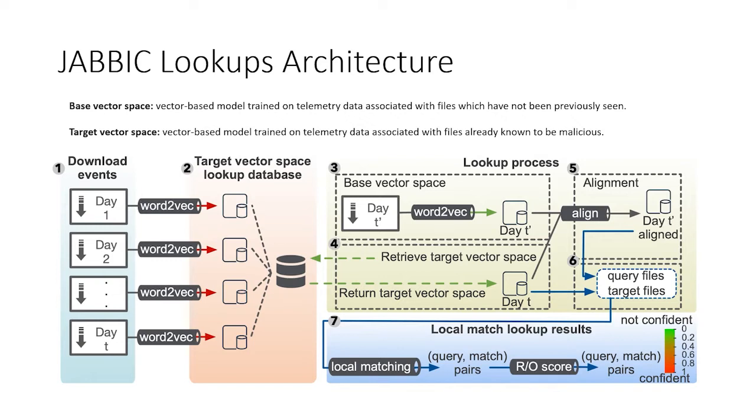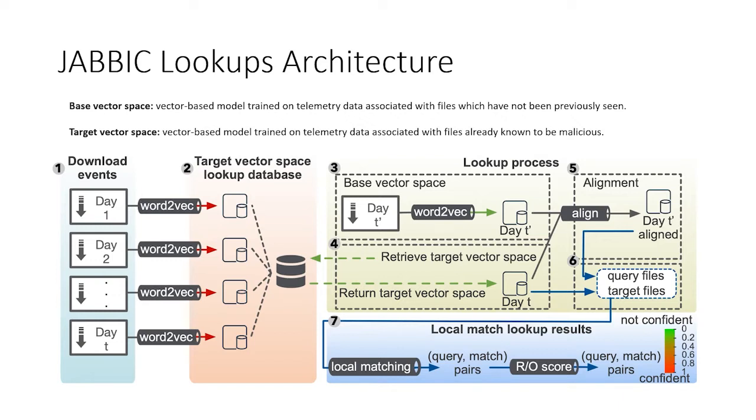A target vector space, on the other hand, is a vector-based model trained on telemetry data associated with files already known to be malicious. That is, the vector space which contains those files where we are searching for matches, given as input a query or unknown file. So the system architecture is illustrated in the current figure.